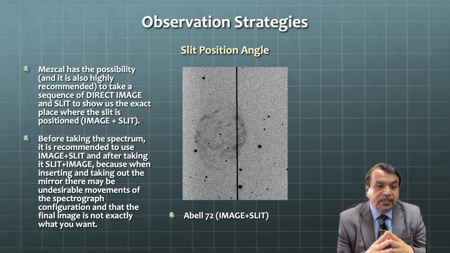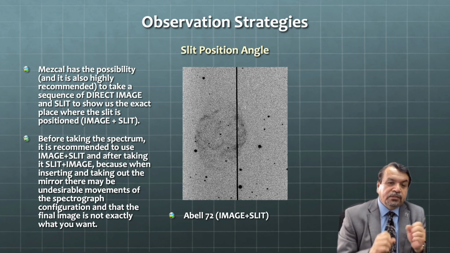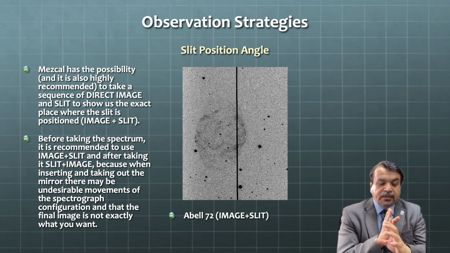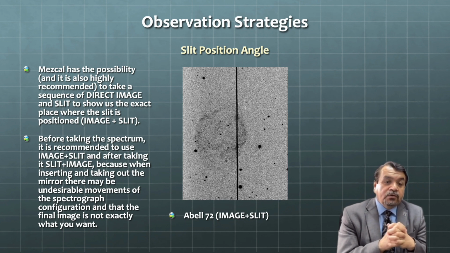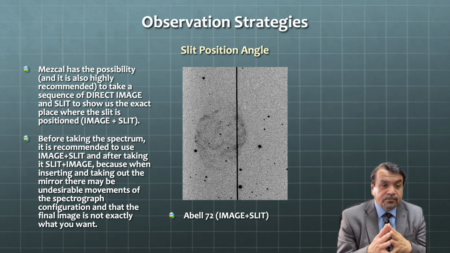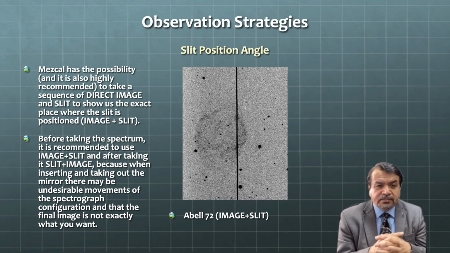It is advisable to take the image plus slit before, because it removes the mirror and leaves the slit there. That is what we are seeing here. To confirm, take another image plus slit later, in case there is any indication of movement or failures in the guidance system. And so we wouldn't have any problem.